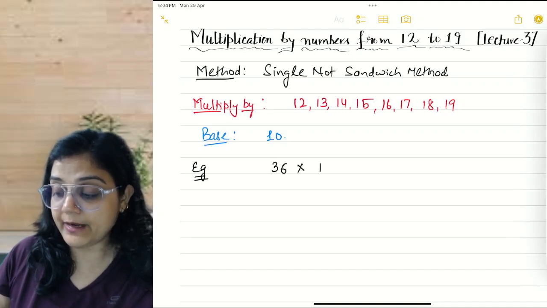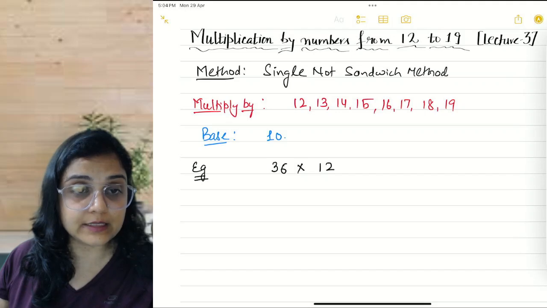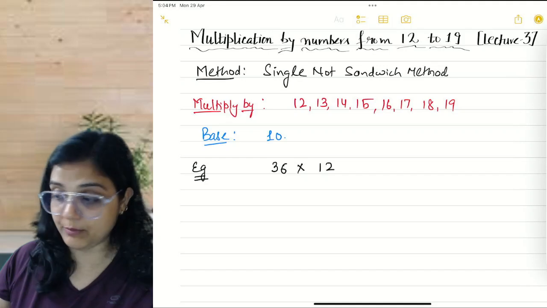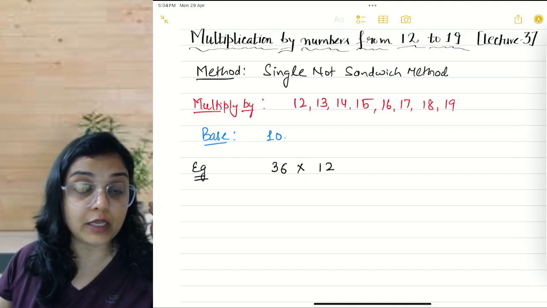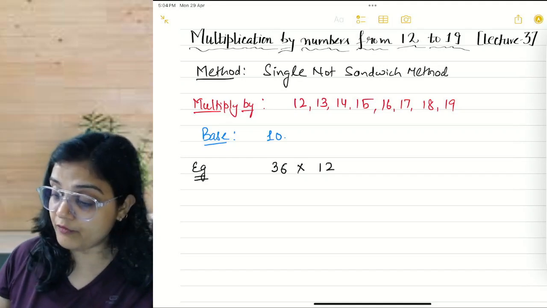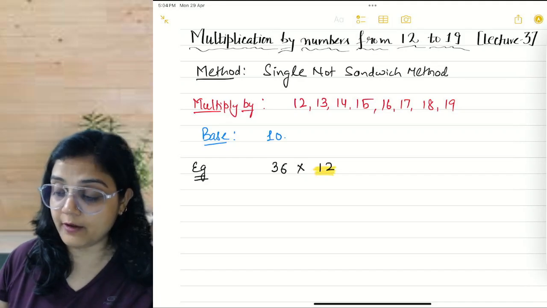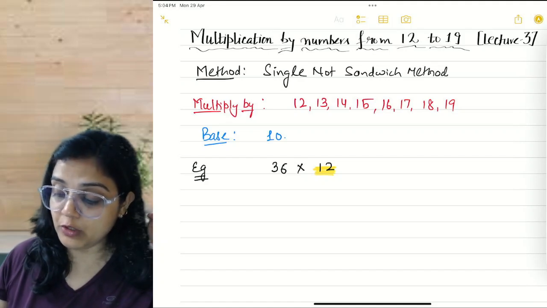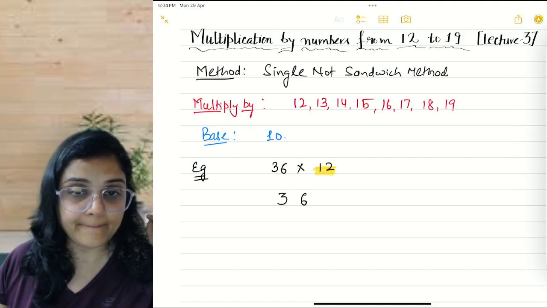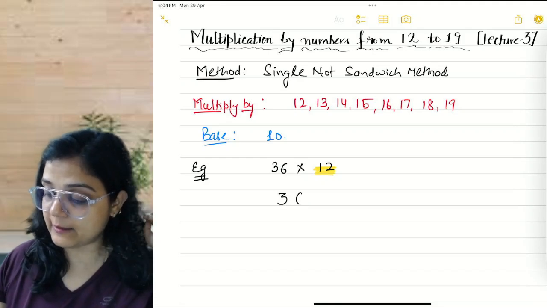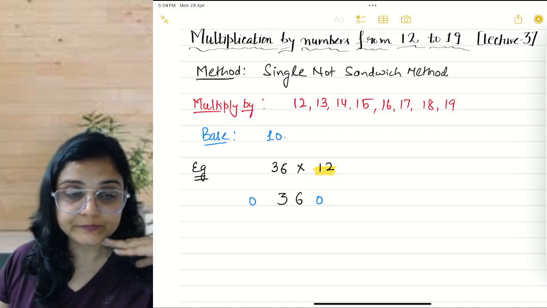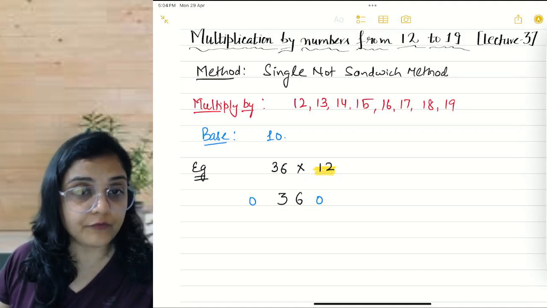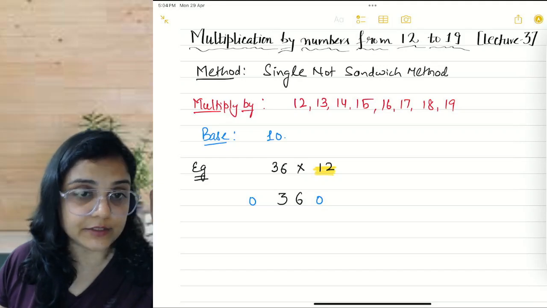Suppose you have 36 multiplied by 12. Whenever you see such a multiplication in your notebook, in your class, in your course, with a number like 12, 13, 14, 15 and so on, what you will do is write the above number, that is 36, and sandwich this number between single knots. I have written down 36 and sandwiched it between single knots. This is my first step.